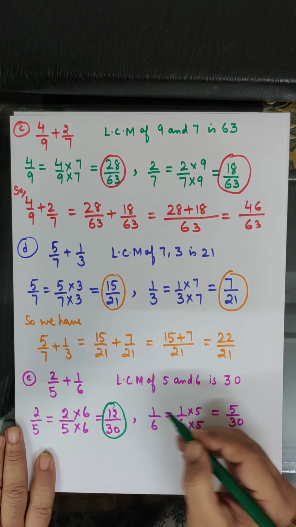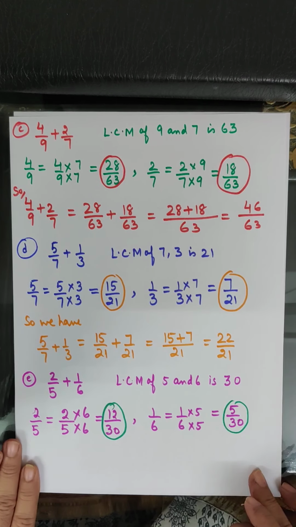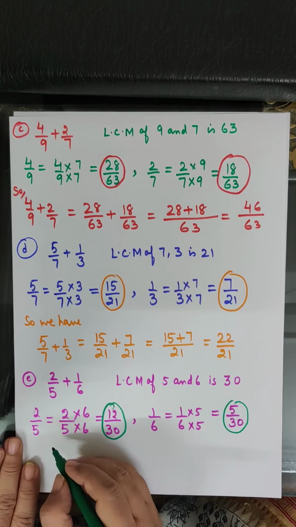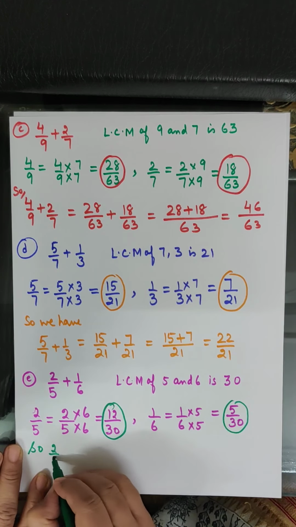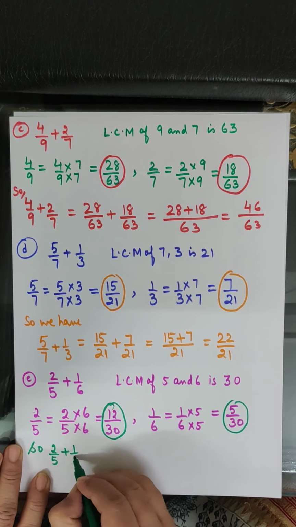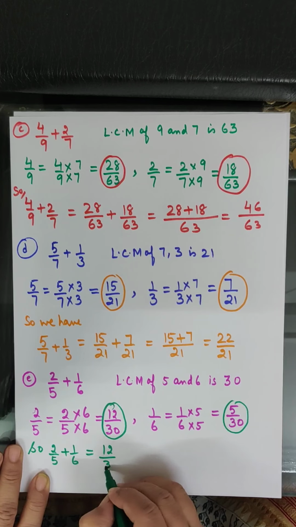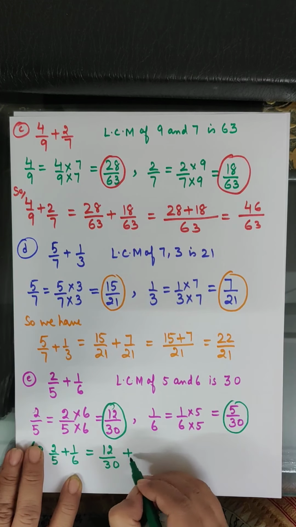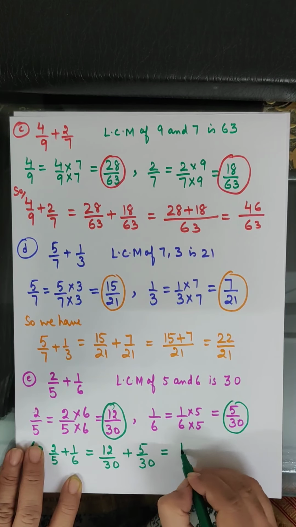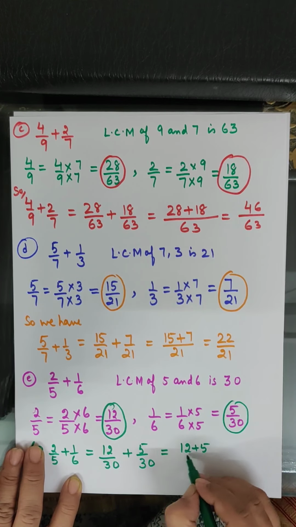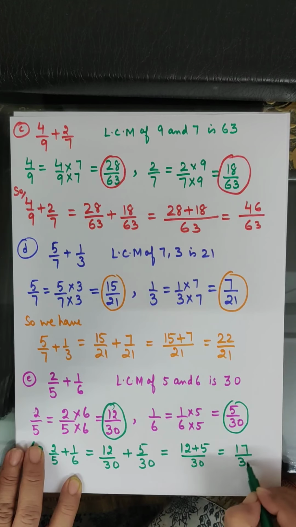Now we see here it is 12 by 30 and here 5 by 30. So 2 upon 5 plus 1 upon 6 is equal to 12 upon 30 plus 5 upon 30. This is equal to 12 plus 5 upon 30, which is equal to 17 upon 30.